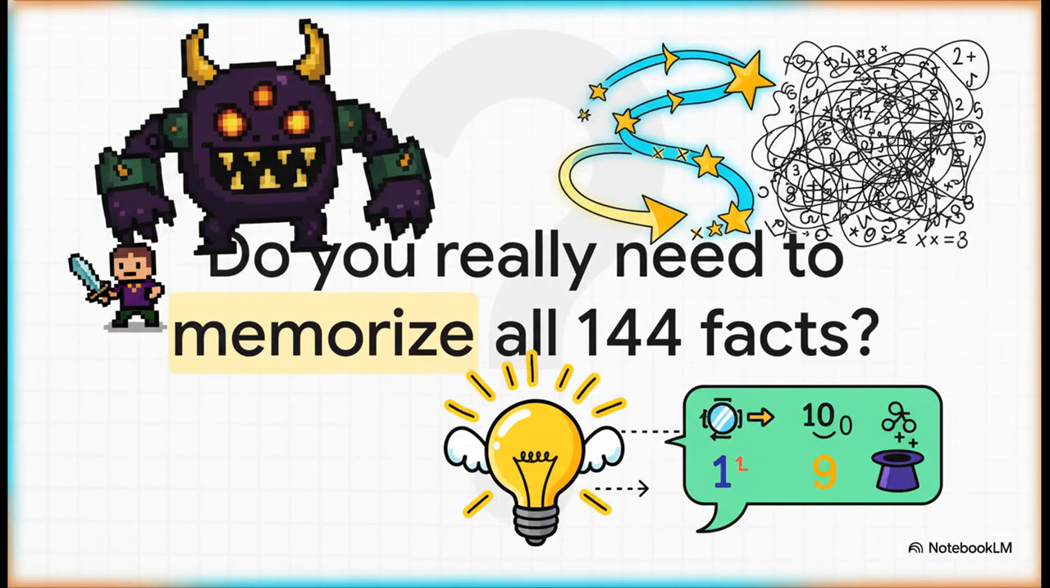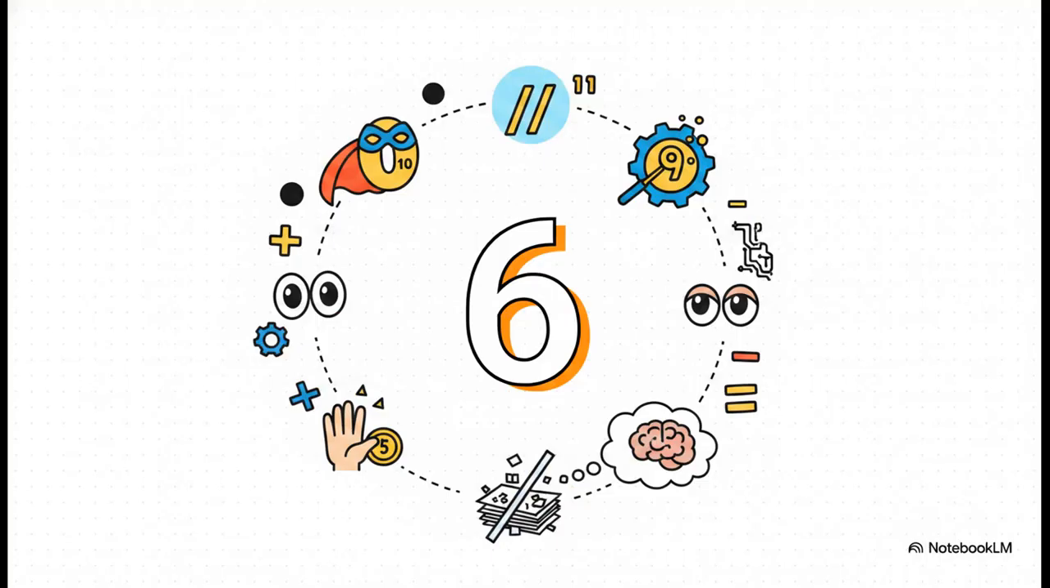So looking at that massive grid, it kind of feels like facing down an unbeatable video game boss, doesn't it? It's completely overwhelming. But what if I told you there's actually a massive shortcut? What if you don't need to brute force your way through memorizing every single one of those 144 facts independently? Well, here's the secret.